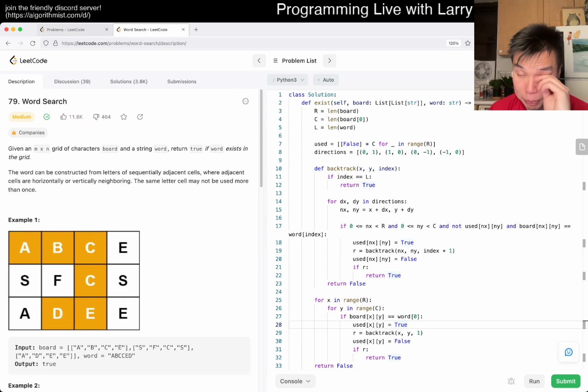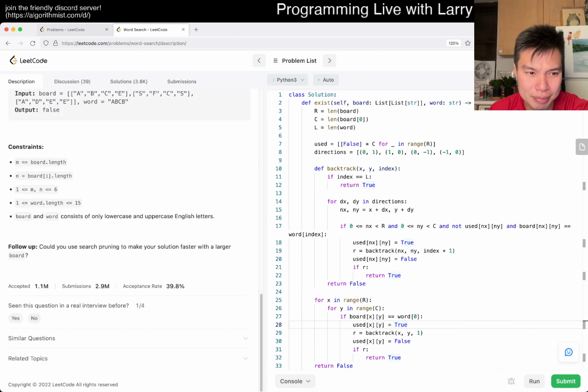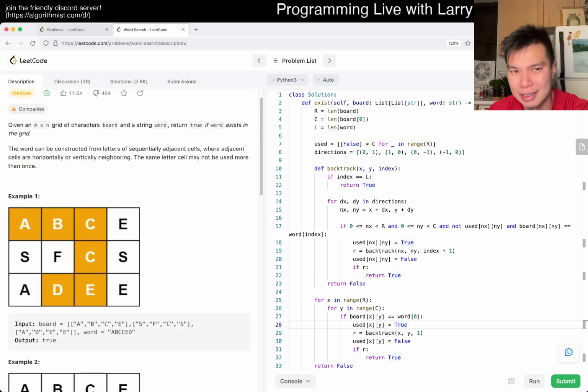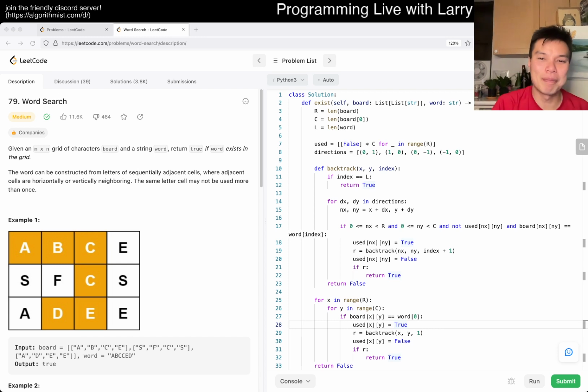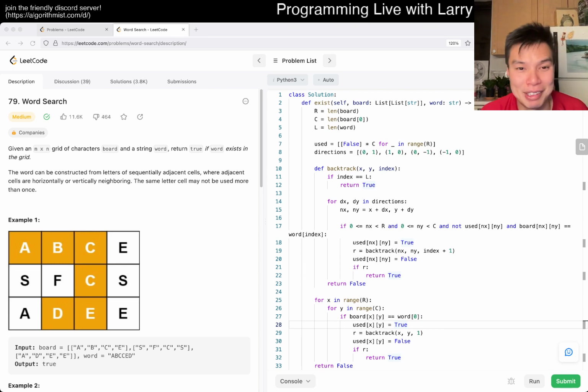Yeah, like I said, there are some pruning techniques. You could probably pre-calculate some of the stuff. You could pre-calculate if the word is even possible, for example, if it has all the characters or something like this. I don't know. I'm not going to do any of that today. I'm kind of tired. But at least for this problem, I don't care that much about this problem.